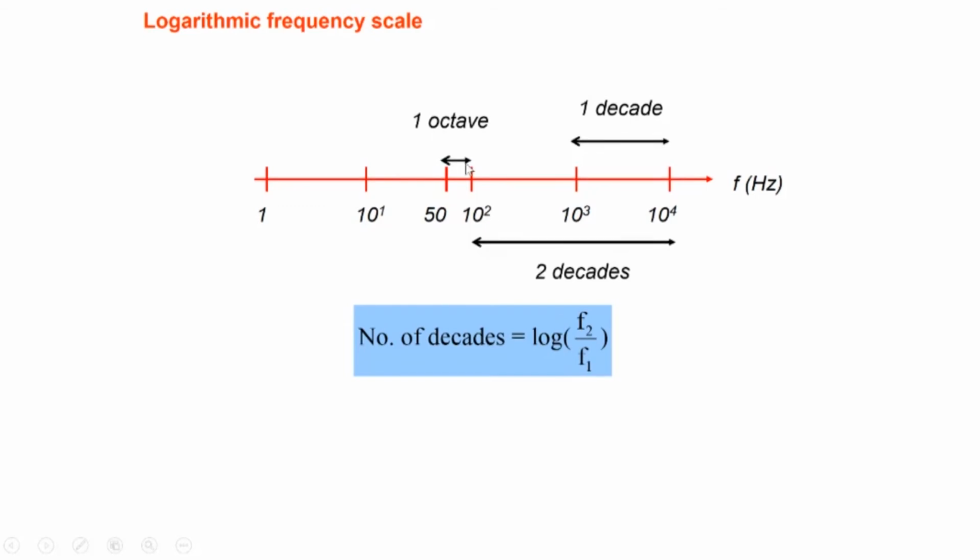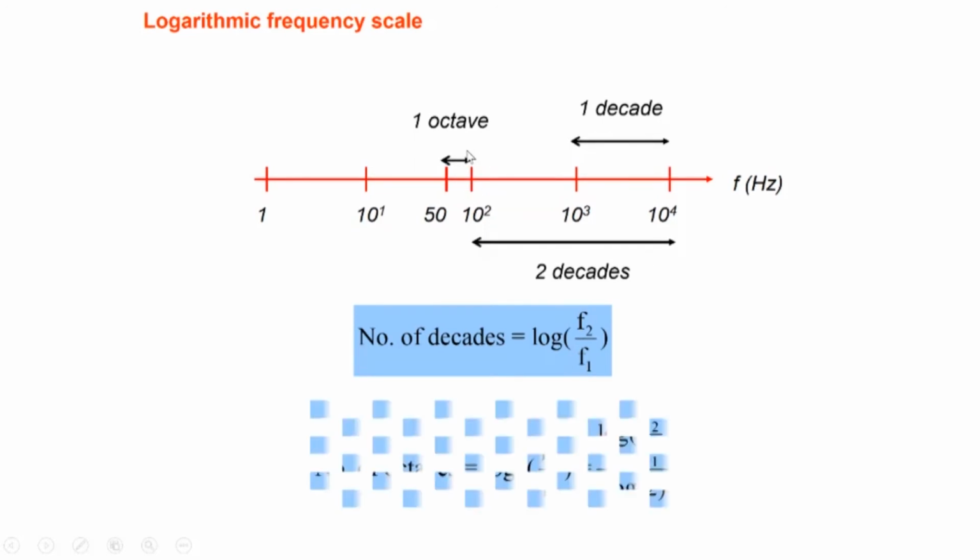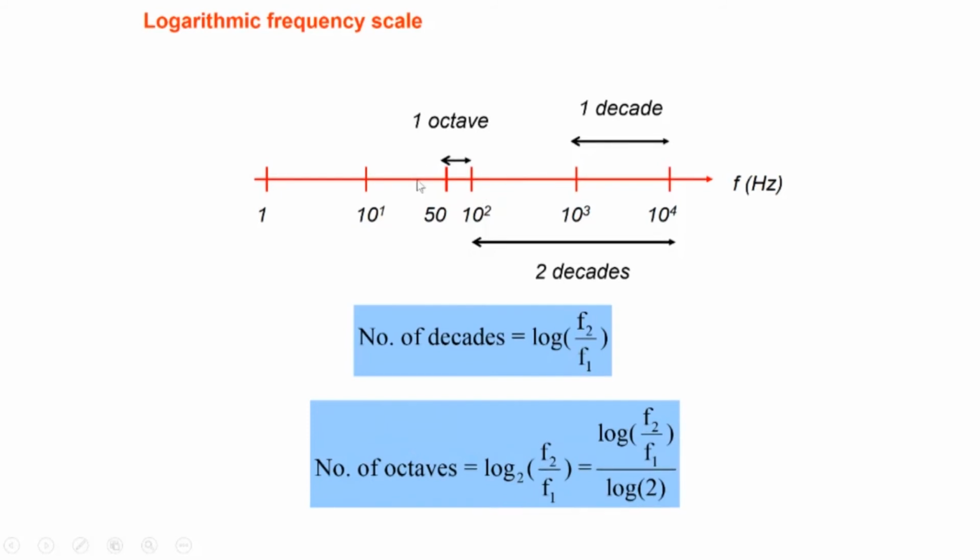Sometimes you will hear the word octave. It's a factor of 2. So when you go from 50 to 100, you say it's a factor of 2 increase, so this frequency is 1 octave higher, and you could say 1 octave lower. When you're talking about octaves, you take the ratio of the 2 frequencies. If you want to find out how many octaves are there between f2 and f1, take the ratio and take log base 2, because we are talking about a factor of 2. If you're talking about how many decades are there between 2 frequencies, take the ratio and take the log with respect to 10.